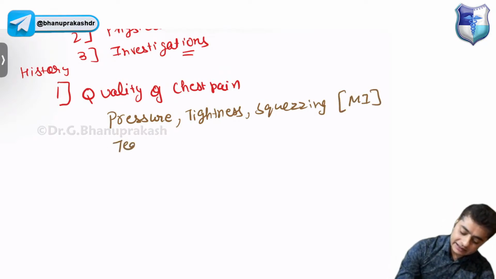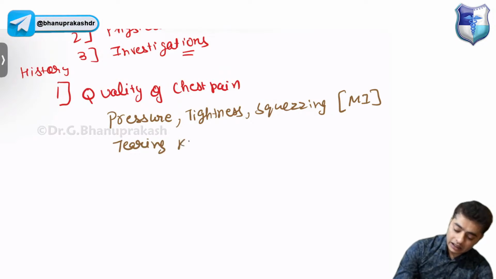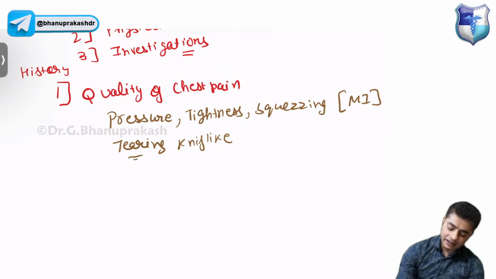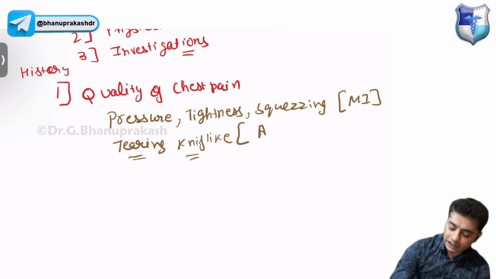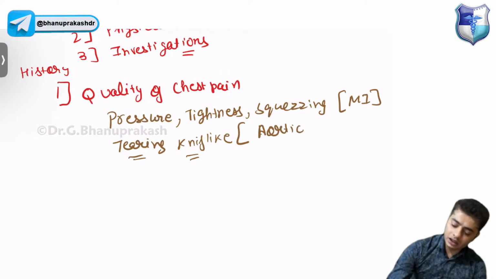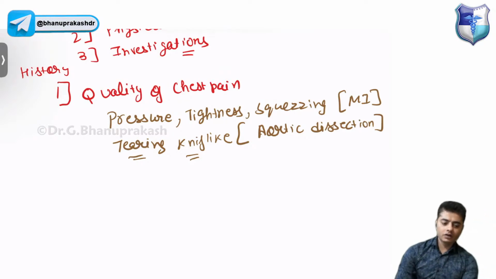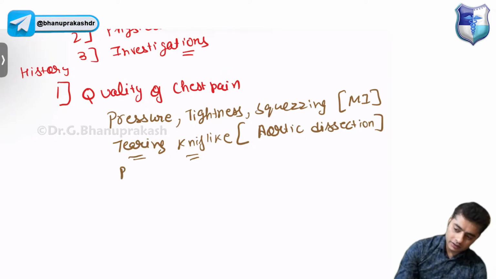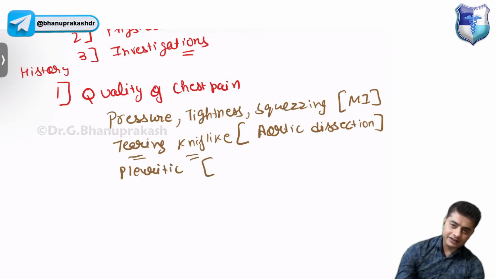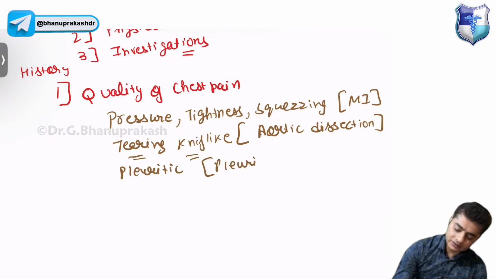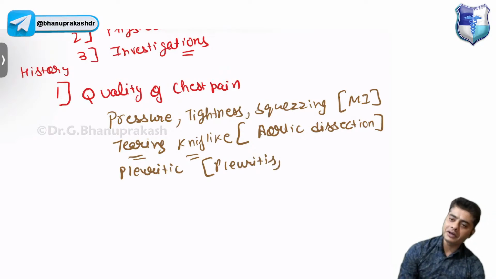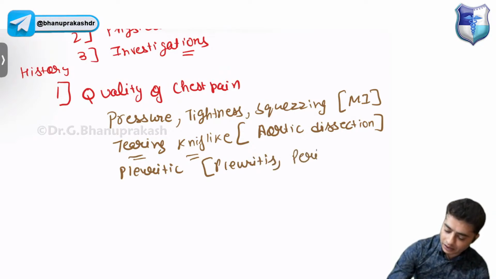If there is a tearing kind of pain, a knife-like kind of pain, I have previously told you, if there is a tearing or someone has stabbed you with a knife, what is this? This is your acute aortic dissection, my friends. Okay. Third is pleuritic type of pain, which you find in any respiratory illness or any pleuritis. And in the heart, which condition gives you pleuritic type of pain? That is your pericarditis.